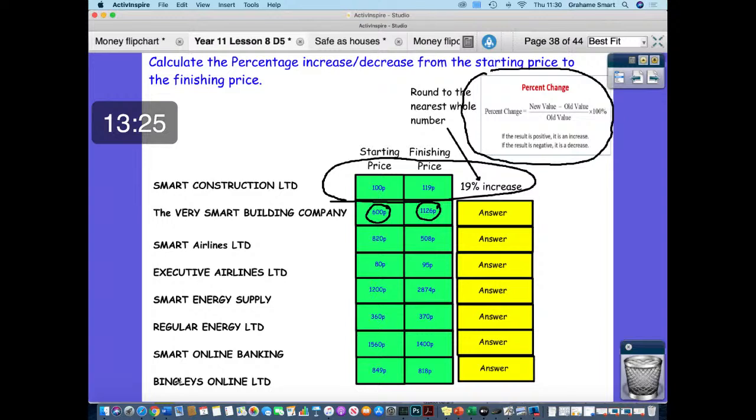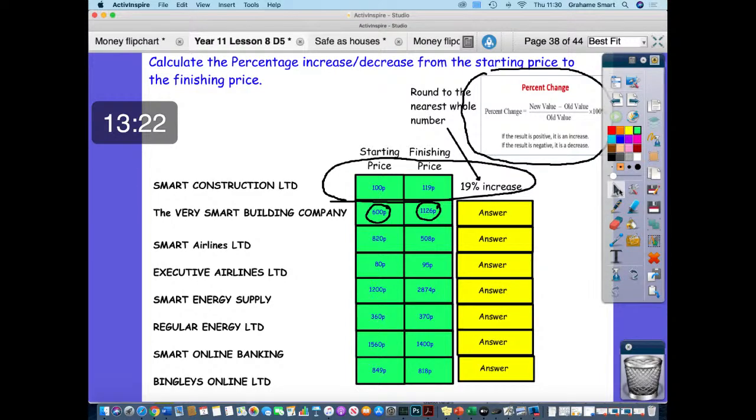Okay, I'll just reveal a couple just so that you know that you're on the right tracks. And I'm just going to say here, the Very Smart Building Company, starting price is 600 pence and finishing price is 1,126 pence. I know that that's going to be a really high increase. It's not quite doubled. If I doubled 600, I'd be near to 1,200. I'm not quite there. So I think this increase will be around about 90%, just in my head, common sense checking it. And when I reveal it, it's an 88% increase. So that answer feels right. Obviously I've worked them out and these are correct, but the fact that I'm common sense checking these answers as I go is a really good thing to do. All right, so that's 88% increase.